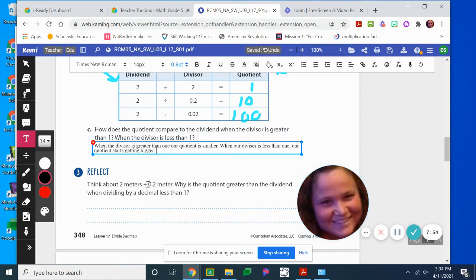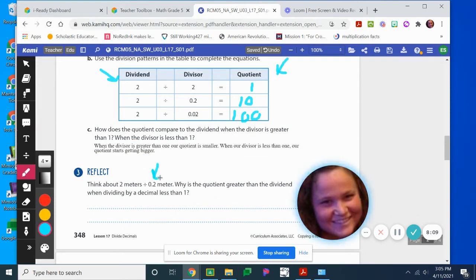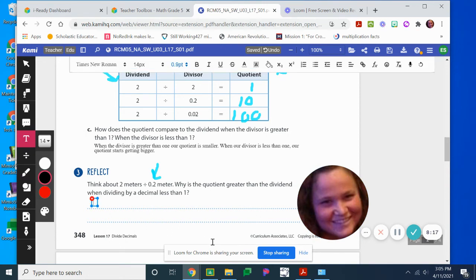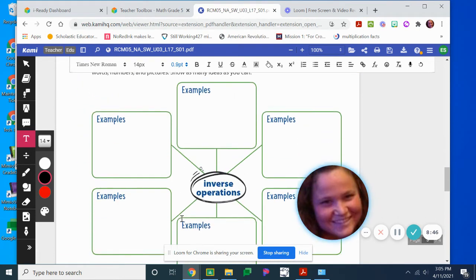About 2 meters, or 2 meters divided by 0.2 meters, why is the quotient greater than the dividend when dividing by a decimal less than 1? So why does our answer end up being bigger? It's because our divisor is less than 1. So because our divisor is less than 1, our quotient, right above there, starts to get bigger.